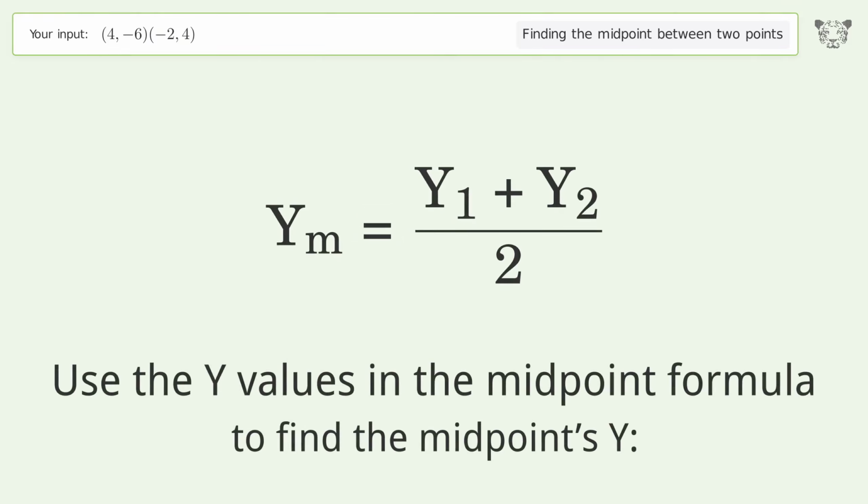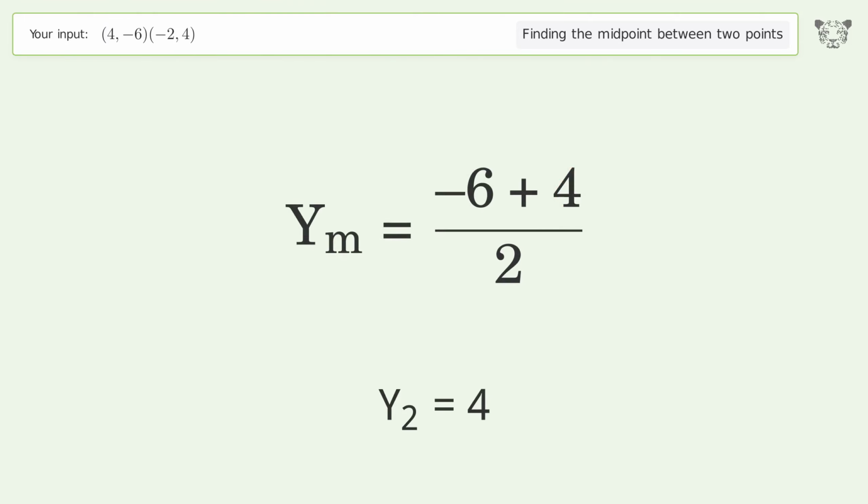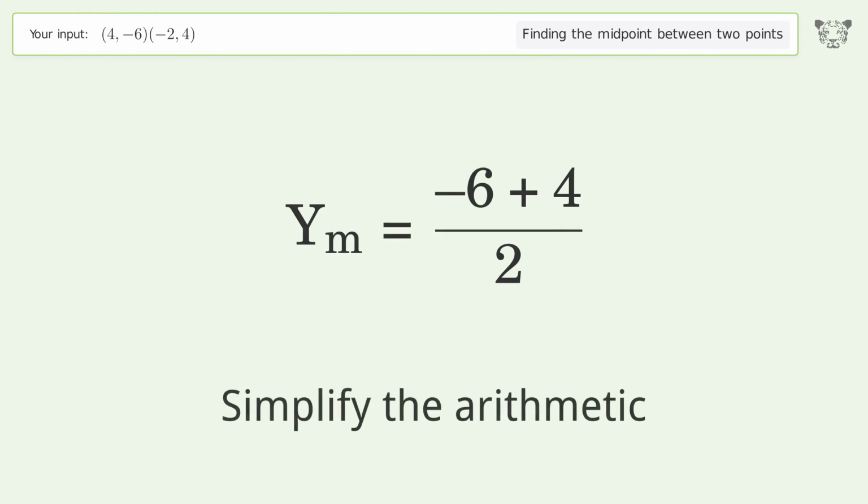Use the y values in the midpoint formula to find the midpoint's y. y1 equals -6. y2 equals 4. Simplify the arithmetic.